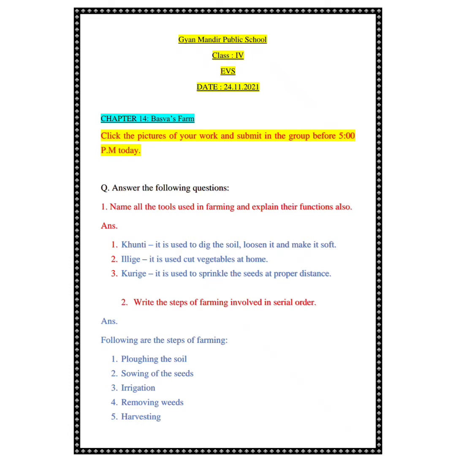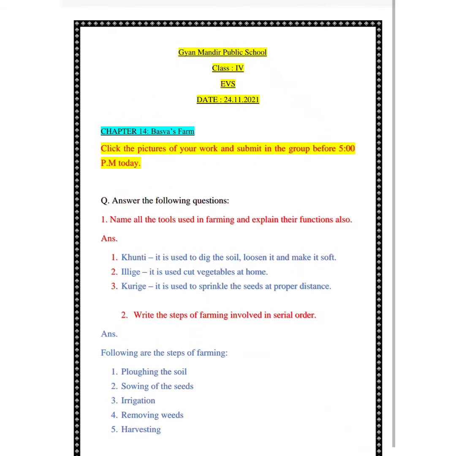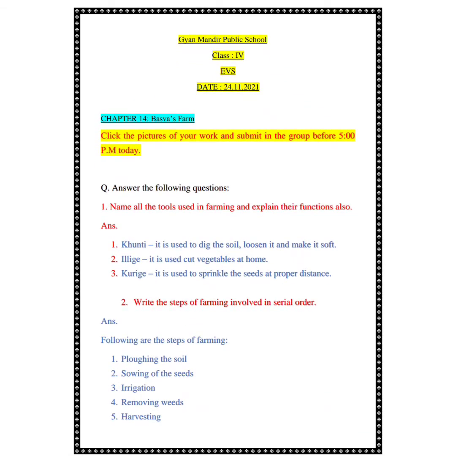Second is leek, and it is used to cut vegetables at home. We have seen how it is, and the function of it is to cut the vegetables at home. And the last one is khurji. It is used to sprinkle the seeds at proper distance. So the function of khurji is to sprinkle the seeds at a proper distance, and we know that if the seeds will not be spread at a proper distance, then it will create a problem. Okay, and that is the reason we spread the seeds at the proper distance.